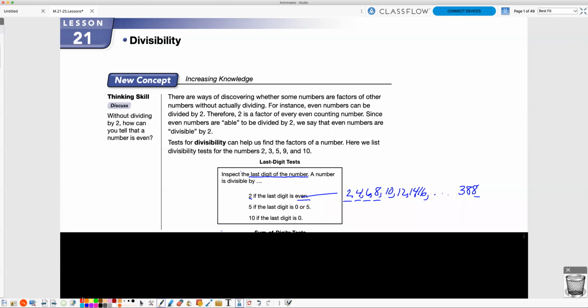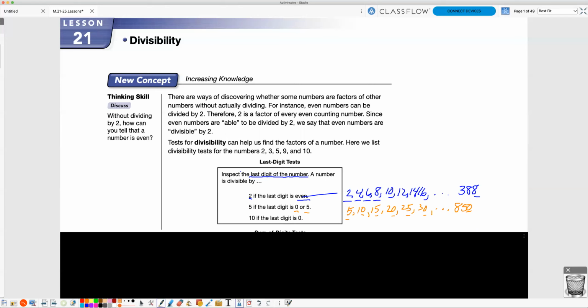It's divisible by 5 if you look at the last digit being 0 or 5. So any numbers that end in 0 or 5: 5, 10, 15, 20, 25, 30, any of those numbers. You notice they end in either 5 or 0, and it could go on to infinity. And if, let's say, we've got 850, it ends in a 0, so that's also divisible by 5.